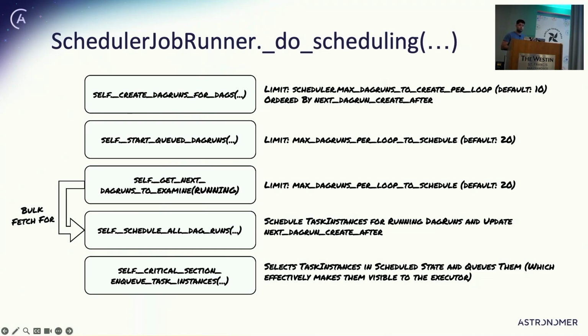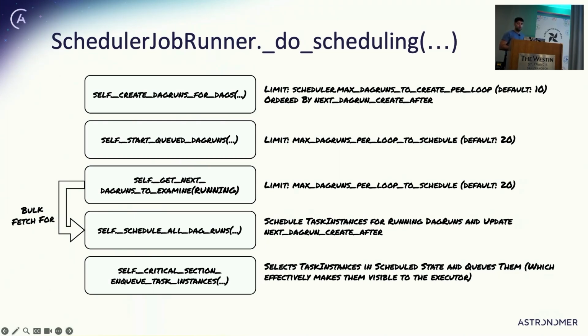And that would defeat the purpose of having an HA scheduler, for instance. That limit is controlled by the max DAG runs per loop to schedule parameter. After that, we fetch DAG runs that are in the running state and attempt to schedule their task instances. This operation also acquires a row lock, and the same parameters and caveat applies.